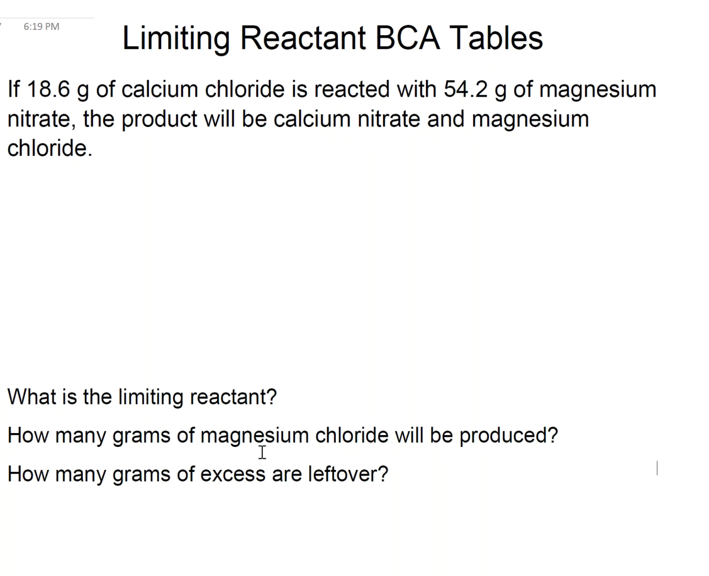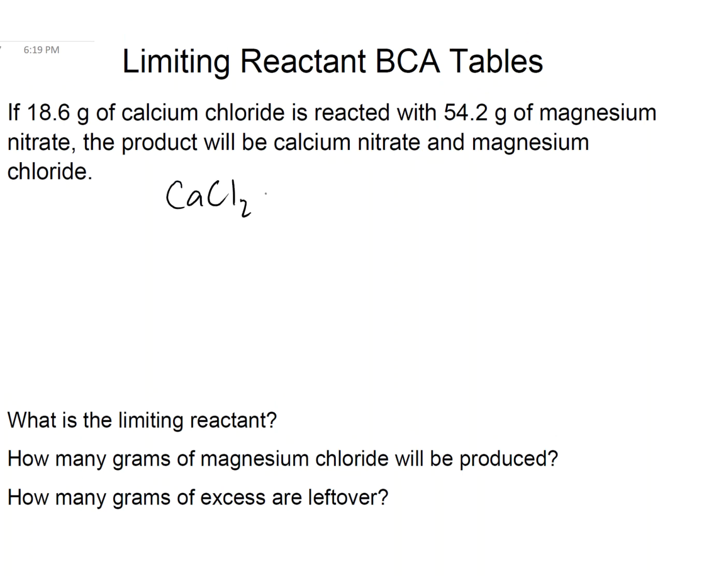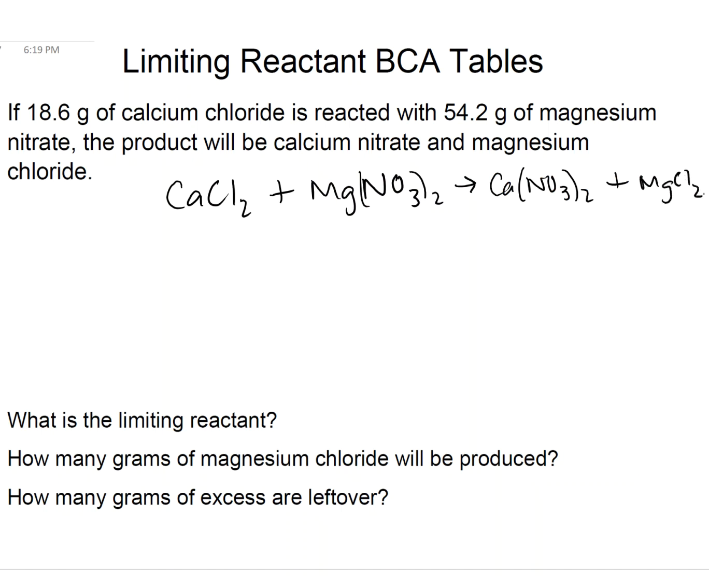To start off with, we always write a balanced chemical equation, so we will have CaCl2 plus MgNO3 yielding CaNO3 plus MgCl2. Our next step would be to balance this equation, but if you count up the number of each type of atom on both sides of the arrows, you'll see that it is already balanced, so all of our coefficients are just 1.